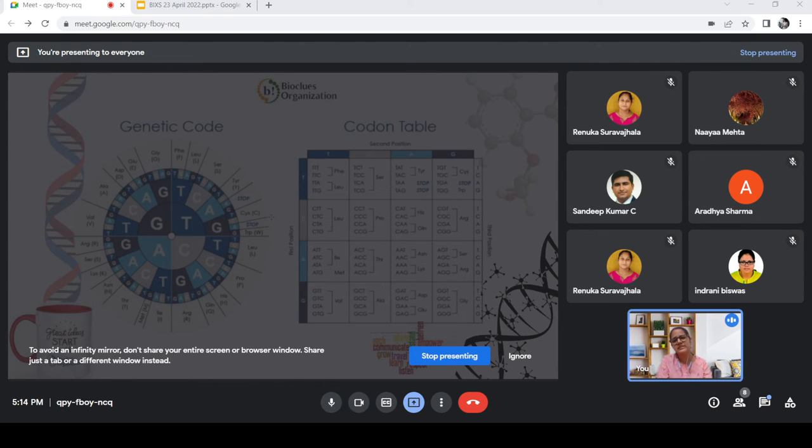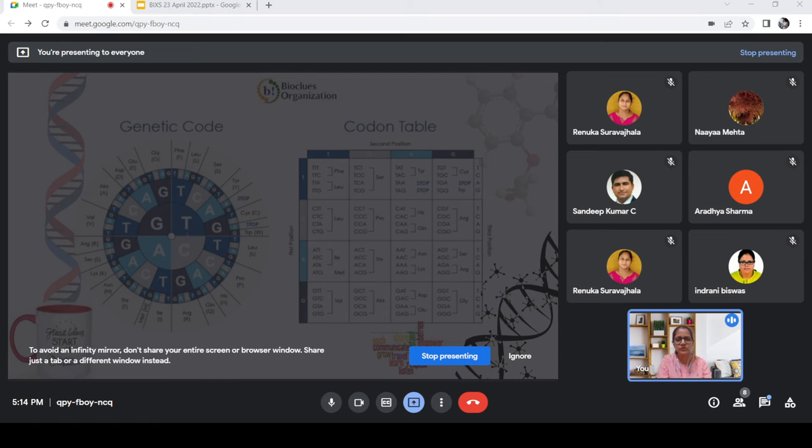So this here is a table. I think you are all in 10th standard and must be familiar with these 4 nucleotides. When I talk about DNA, our DNA is made up of 4 nucleotides that are present in triplets.